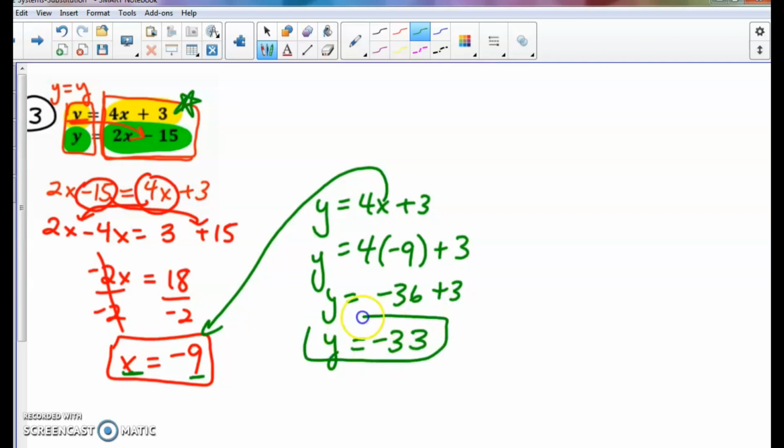And now our last step is to write our answers in ordered pair. So x always comes first, so negative 9 and 33. Sorry, negative 33 for our y.